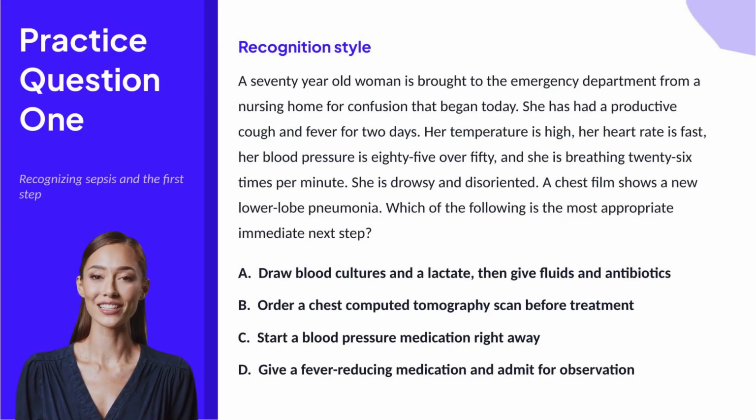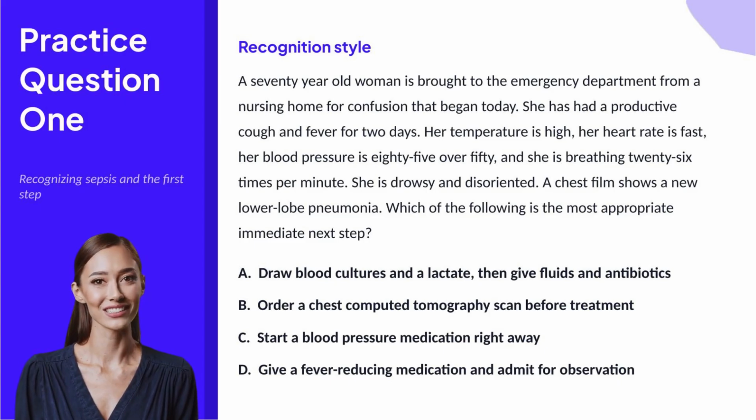Here is our first practice question, written to test whether you can recognize sepsis and choose the very first move. A 70-year-old woman is brought in from a nursing home for confusion that started today. She has had a productive cough and fever for 2 days. Her temperature is high, her heart rate is fast, her blood pressure is 85/50, and she is breathing 26 times per minute. She is drowsy and disoriented, and a chest film shows a new lower lobe pneumonia. The question asks for the most appropriate immediate next step.